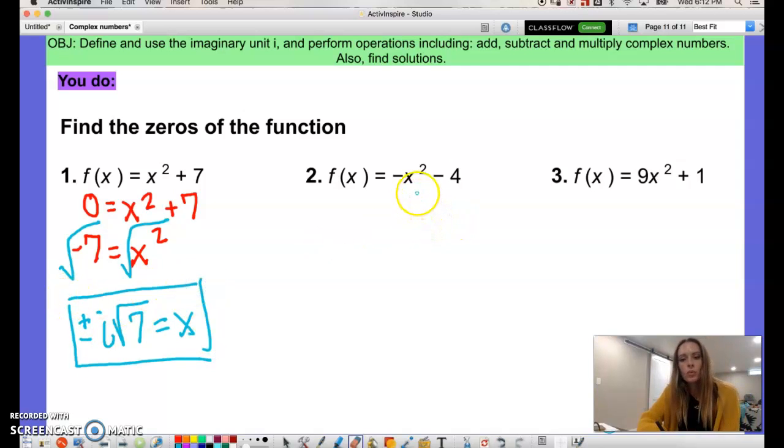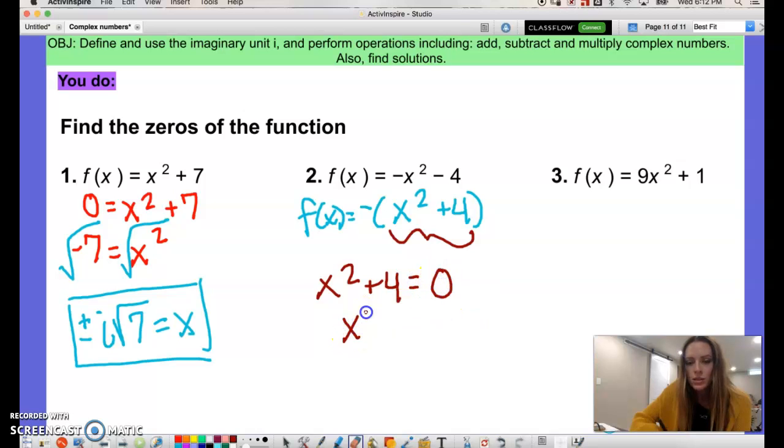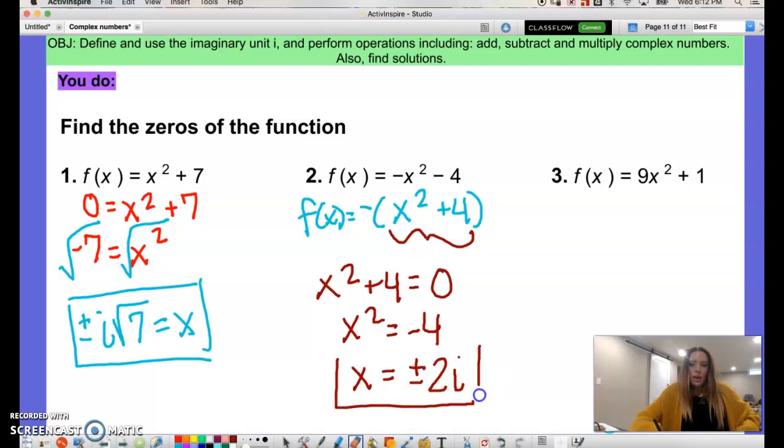Okay, we need to factor this one. So go ahead and, I guess you can pull a negative out if you want to, and then you can do x squared plus 4. And that's our f of x function. And then we know that this guy has to equal 0 somewhere. So we say x squared plus 4 equals 0, and x squared equals -4. Therefore, x equals plus or minus 2i. And you would get the same thing if you didn't take a negative out at the beginning.